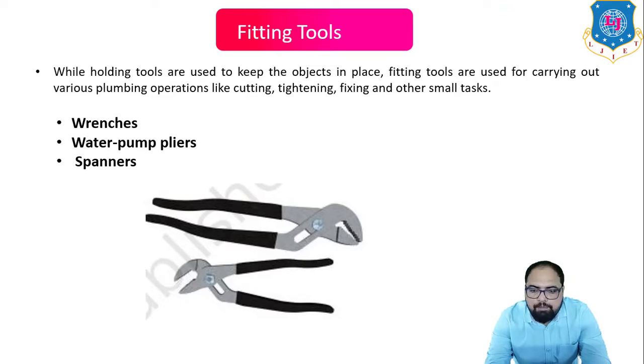The next one is the water pump pliers. It is a common plier that is used by the plumber for holding, tightening and loosening the work during the fixing process. Steel is used for manufacturing the water pump pliers, and these are available in only one standard size of 250 mm length. The maximum width possible between the two jaws is 40 mm.